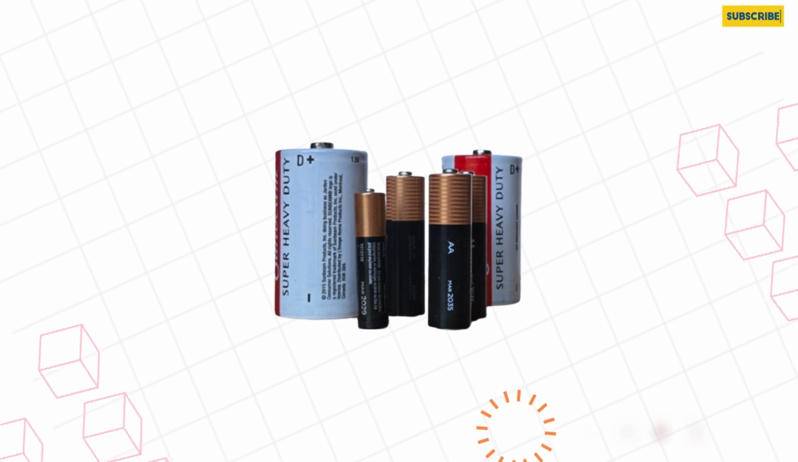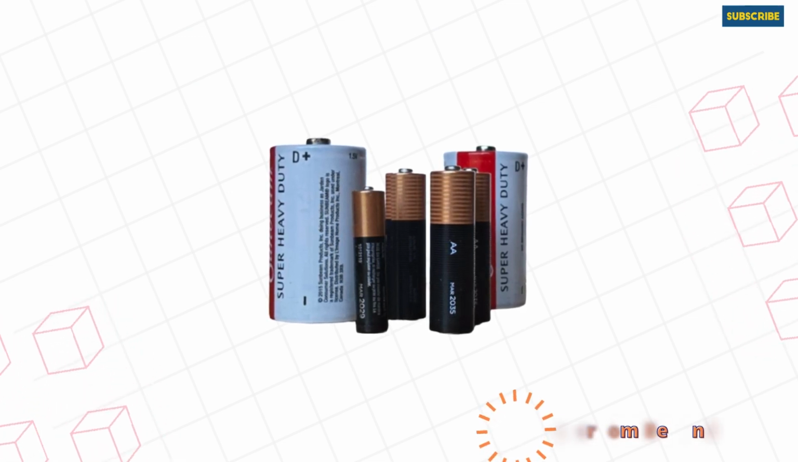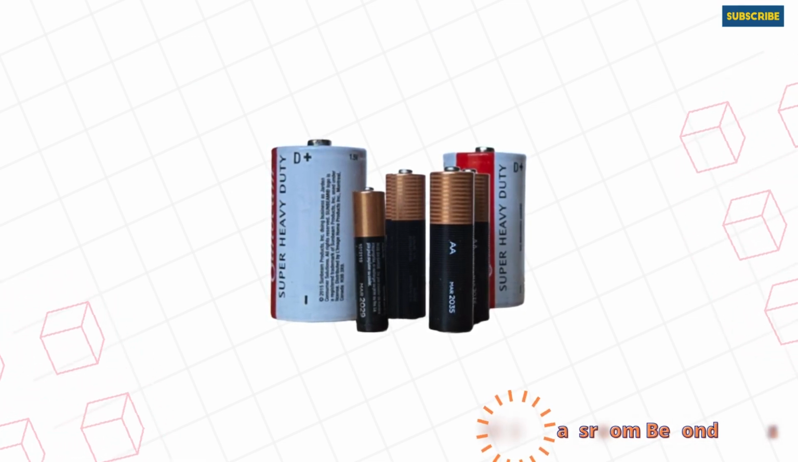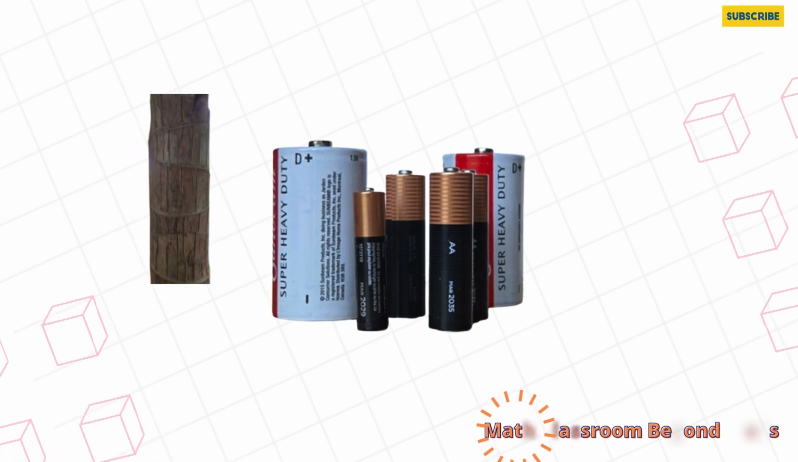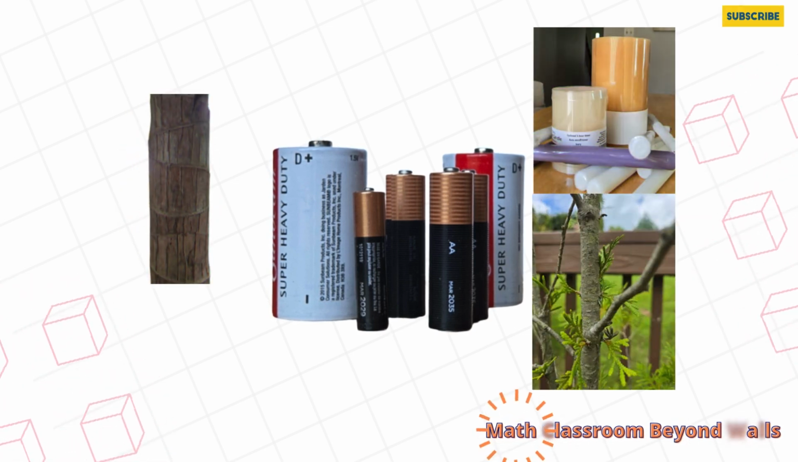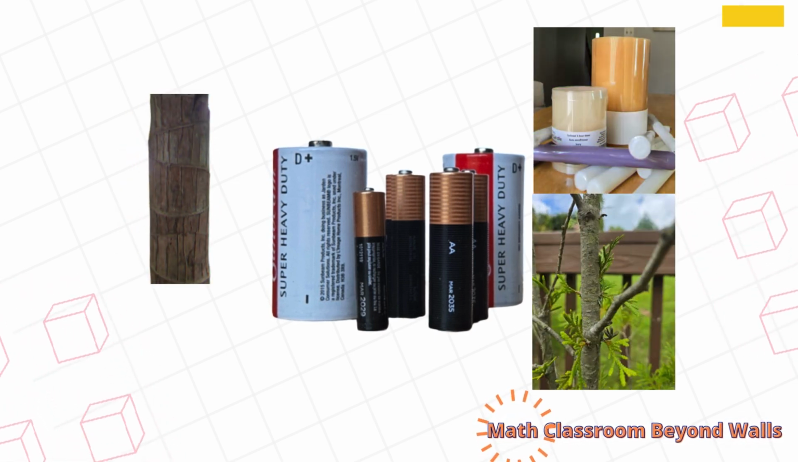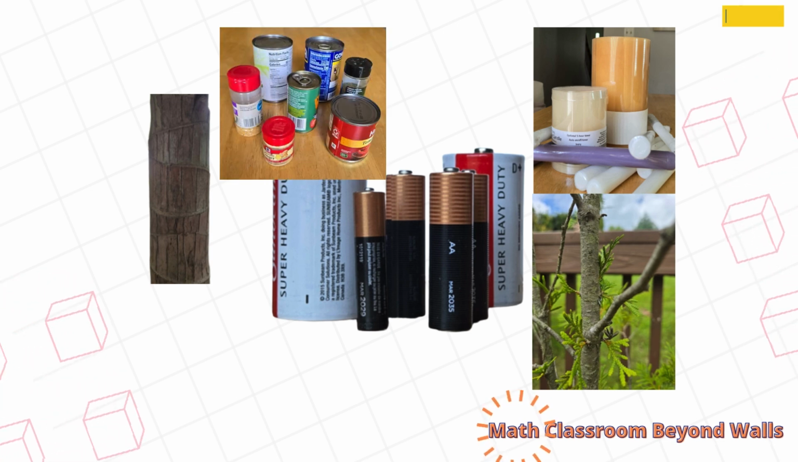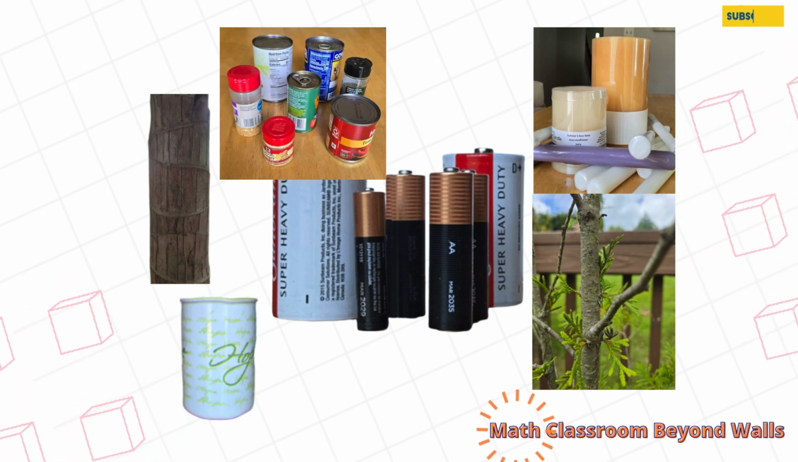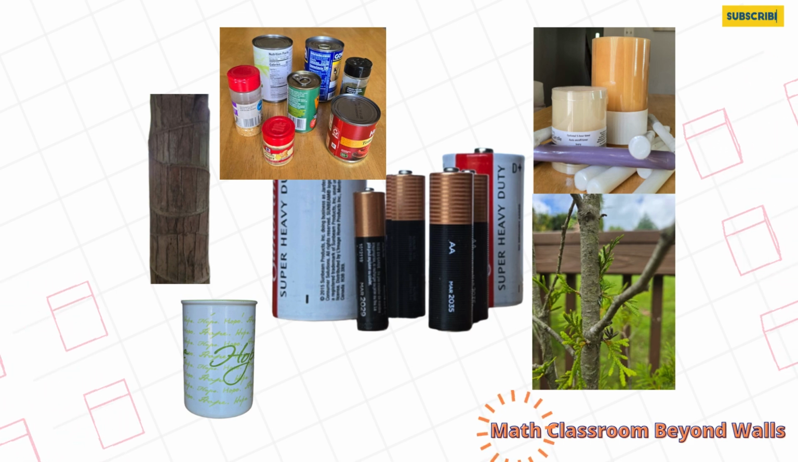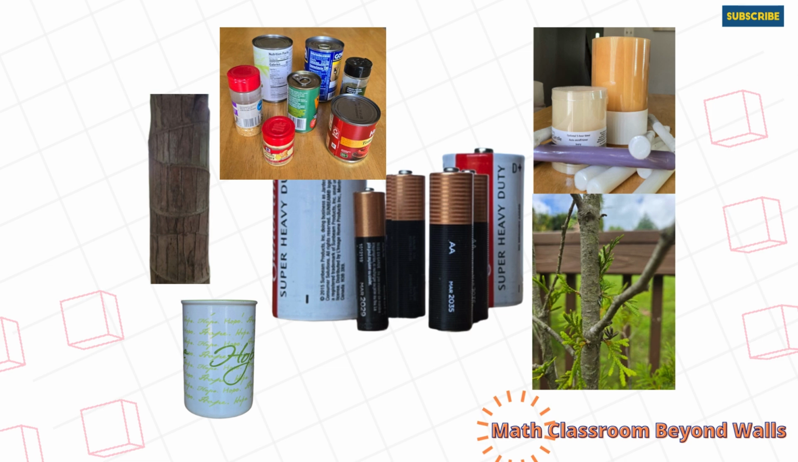Aside from batteries, the common objects that are cylinder or cylindrical in shape are tree trunks, branches of most plants, candles, containers of most stuff in the kitchen, like canned goods and spices, and coffee mugs, to name a few. I am sure you can also name some, learners.